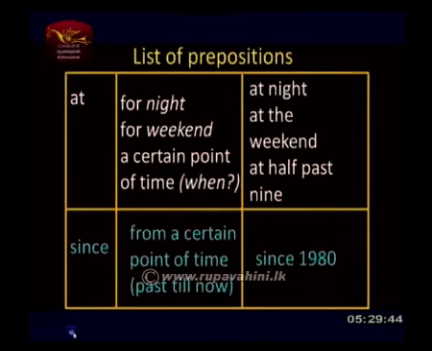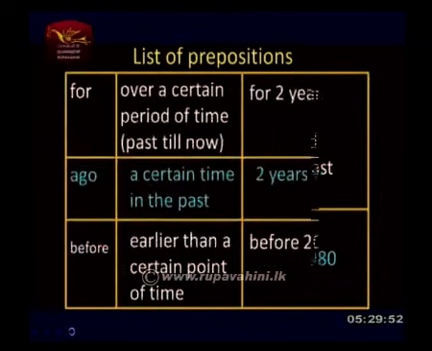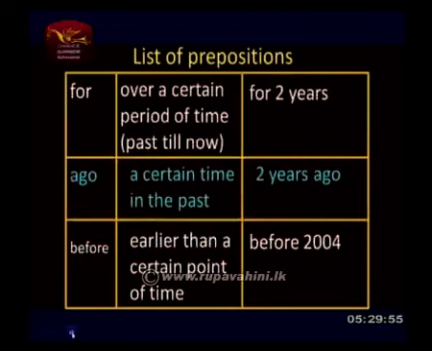ඊළඟට since from certain point of time. ඒ කාලයේ සිට since 1980. 1980 සිට කියන අර්ථය ගන්න. Yes, then we have for over a certain period of time, past till now. ඒ කියන්නේ මේ යම්කිසි කාල පරාසයක් දක්වන්න. For 2 years. I have been living here for 2 years. මම මෙහි ජීවත් වෙනවා අවුරුදු 2ක කාලයක් තිස්සේ. මෙන්න මේ වගේ කාල පරාසයක් දක්වන්න අපි for පාවිච්චි කරනවා.